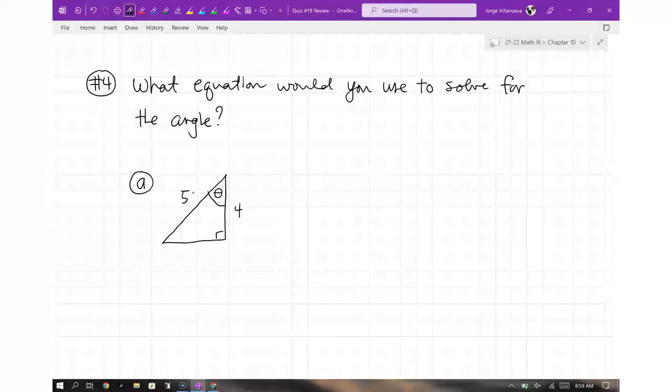Now remember, they want the equation that solves for the angle. So it should say theta equals something, but usually we don't start that way. We usually start with the main function. So what trig equation am I going to use for this one? Am I going to use sine, cosine, or tangent?